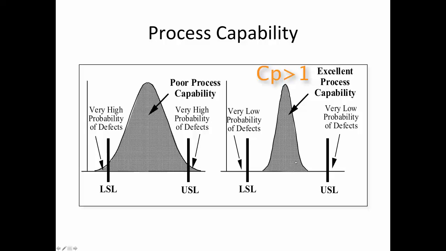Now, if it were equivalent to 1, I would simply have these lower and upper tails of the product distribution right next to the upper and lower spec limits. So that's what Cp is. Cp is a measurement of variation, and it tells me how much variation I have in my process versus what I'm allowed by design. Any Cp value less than 1 means that the process is incapable, and any Cp value greater than 1 means that it is capable.